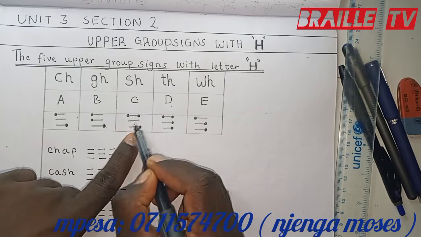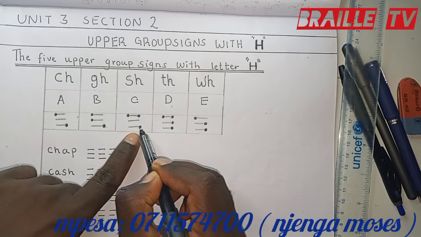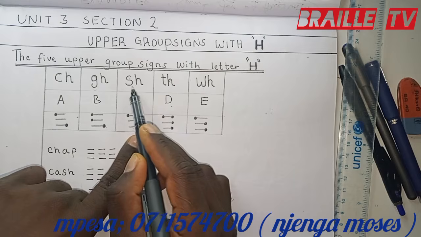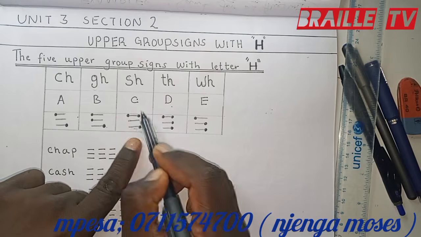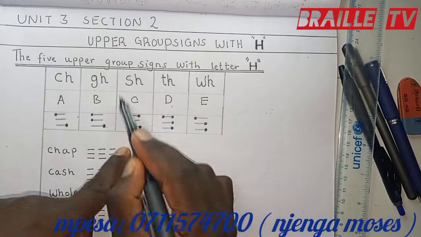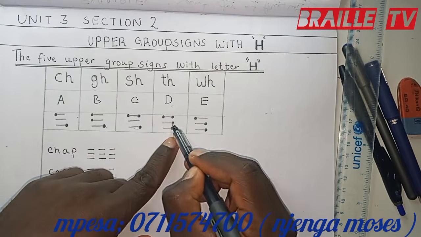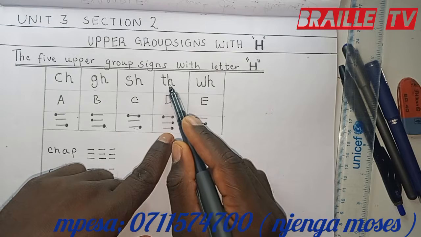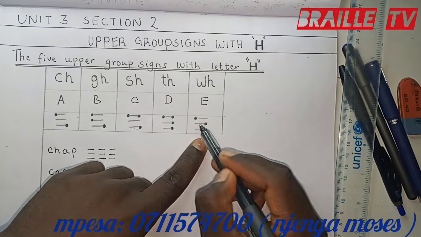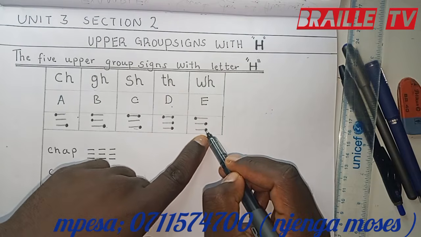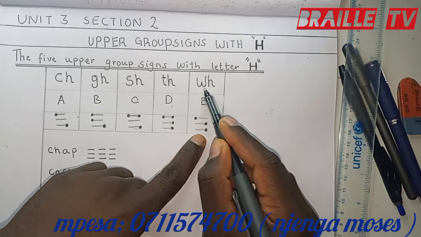Now, this one was C, but we have added dot 6, and now it has become SH. It's no longer C again. Now it's another sign, SH. Now we have TH, whereby it's D. We added dot 6. Now it has become TH. WH, it is E, and then we add dot 6, it becomes WH.